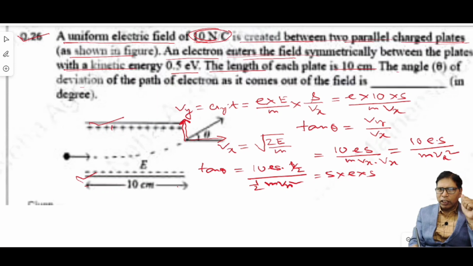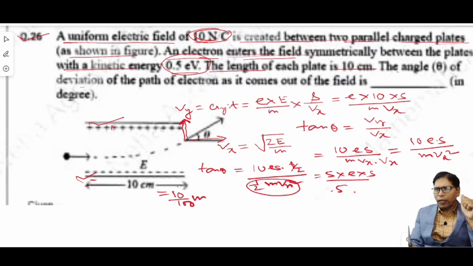This distance is this. Now, this distance is equal to 10 cm. 10 cm means 10 by 100 meter. Okay. Now, look at this, half m Vx square, that is the energy of electron. This is the 0.5 electron volt. So, this is 0.5 into 10, which is 5 electron volt. So, look at this. This and this cancel out.